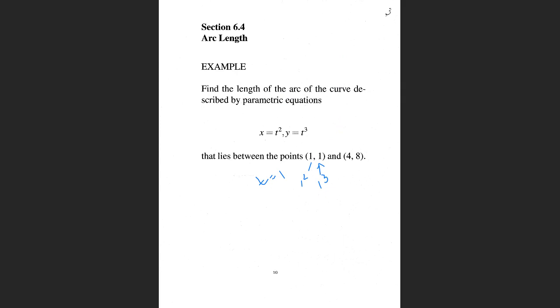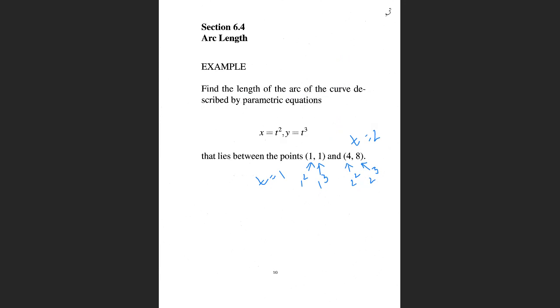Okay, now what about for the end point, (4, 8)? What's t equal to for the end point here? 2, that's right, because 4 is equal to 2 squared, and 8 is equal to 2 cubed. Okay, so we know our starting and end times.